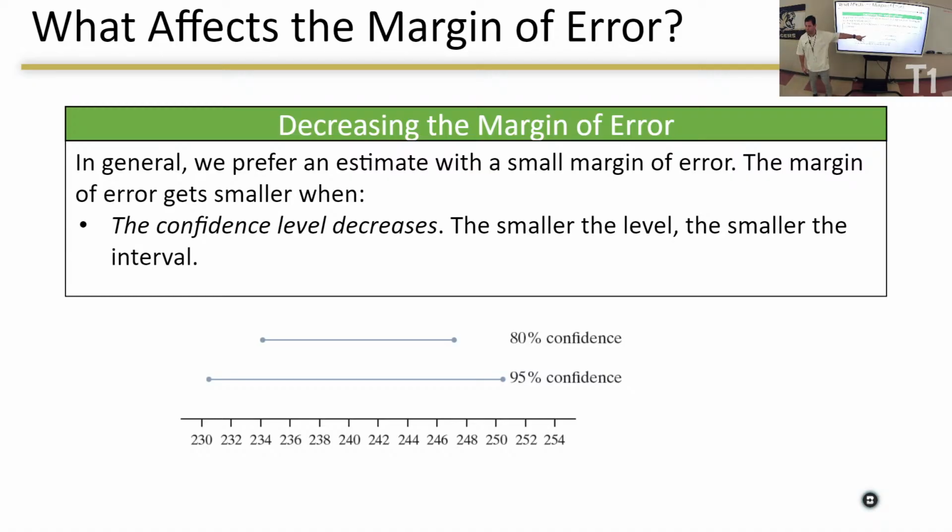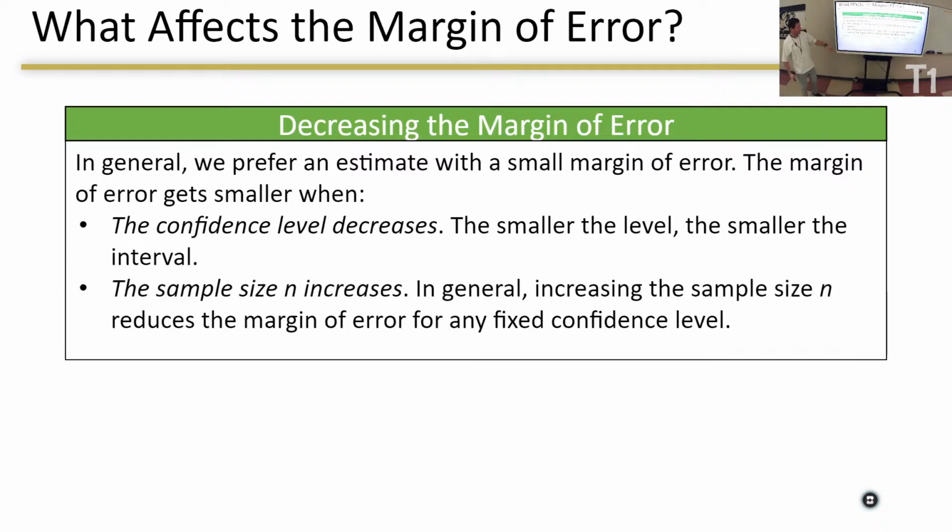Here's an 80% confidence interval. There's a 95% confidence interval. I don't want to say you have a better chance, but it's more likely that the true value is inside the interval if it's longer, right? As the sample size increases, that decreases the width. So that's opposite of the level. As the level increases, the interval increases. As the size increases, the interval decreases.